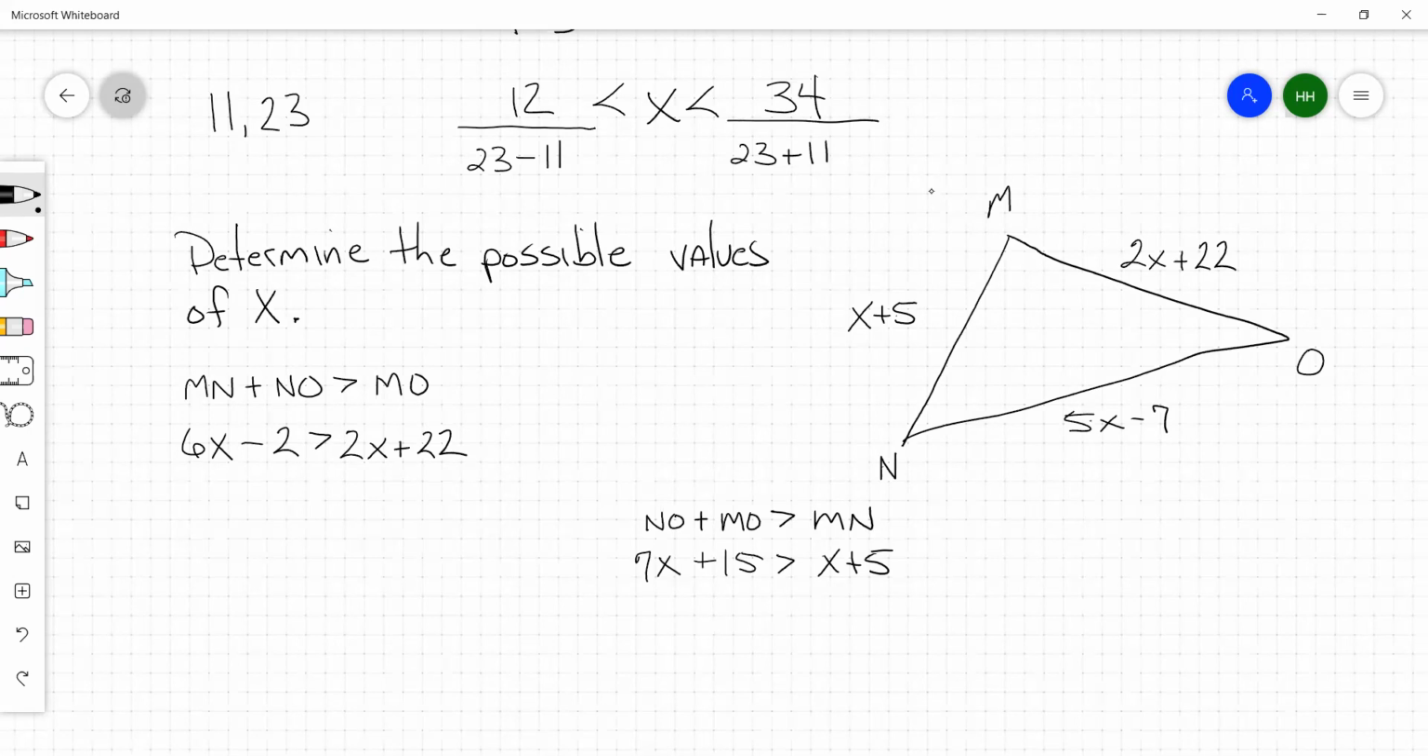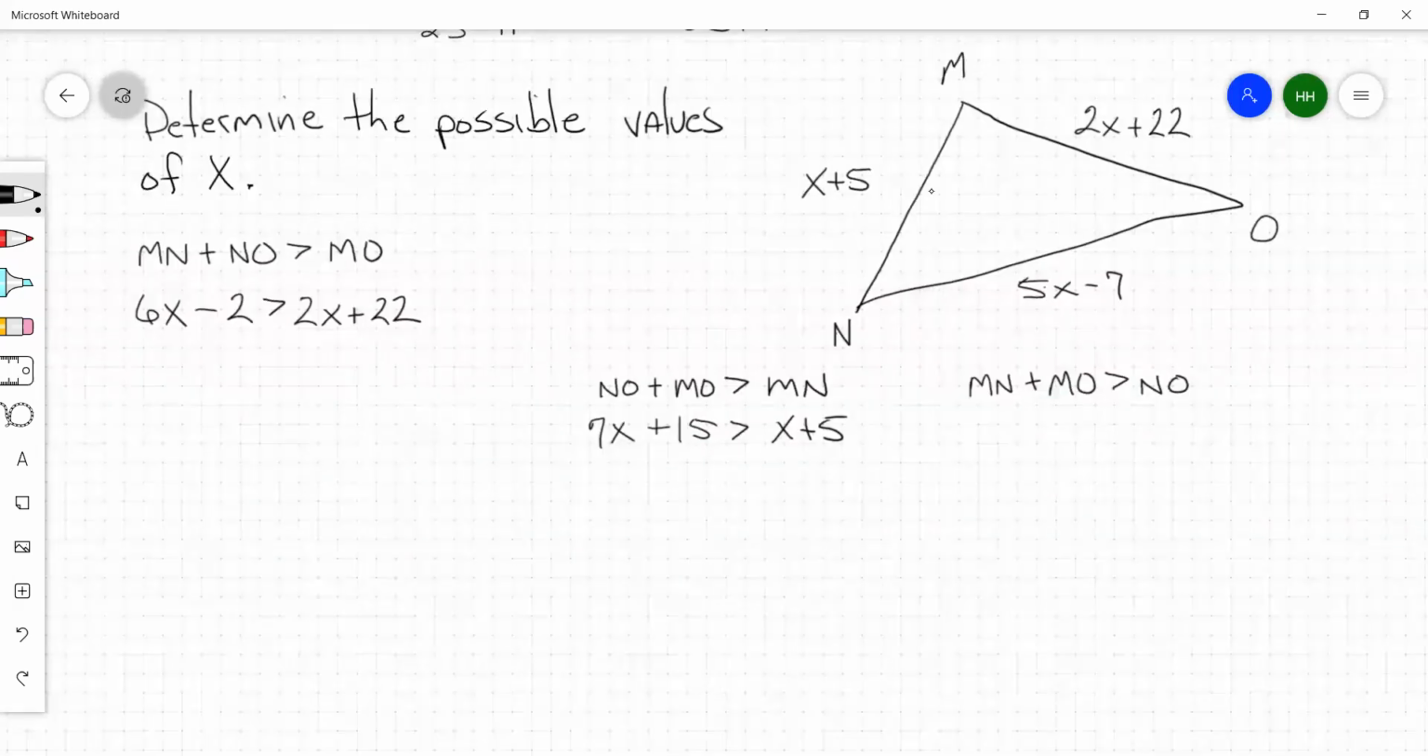All right, so then you have to set up one more inequality. We did MN and NO, and then NO and MO. So now we got to do MN plus MO, and it's got to be greater than NO. So MN plus MO, we got an x plus a 2x, that's a 3x. We got a positive 5 and a positive 22, that's a positive 27. And that has to be greater than 5x minus 7.